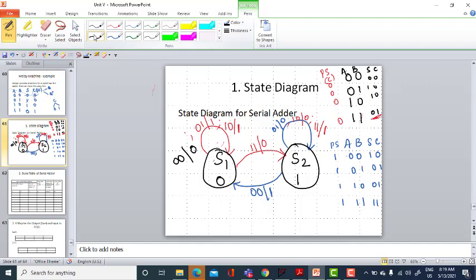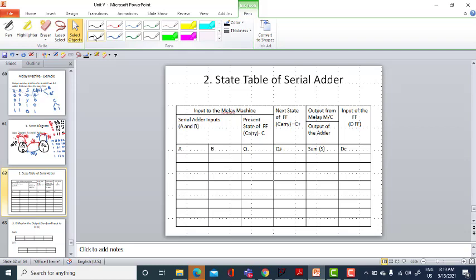You have to go ahead with the state table. As I said earlier, usually in a state table you will be having the present state, next state and the flip-flop, as we have seen for the counter design. But the thing here is, you will be representing your input and output also in the state table in case of your Mealy machine. So now, input to the Mealy machine. Inputs are nothing but your serial adder inputs A and B, and the present state.